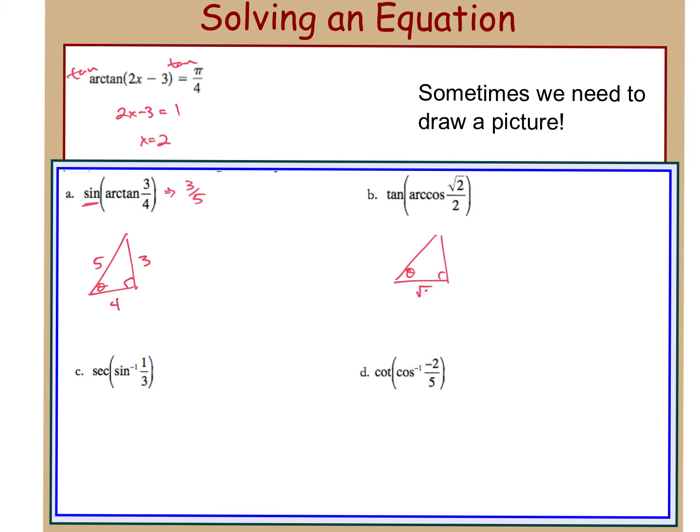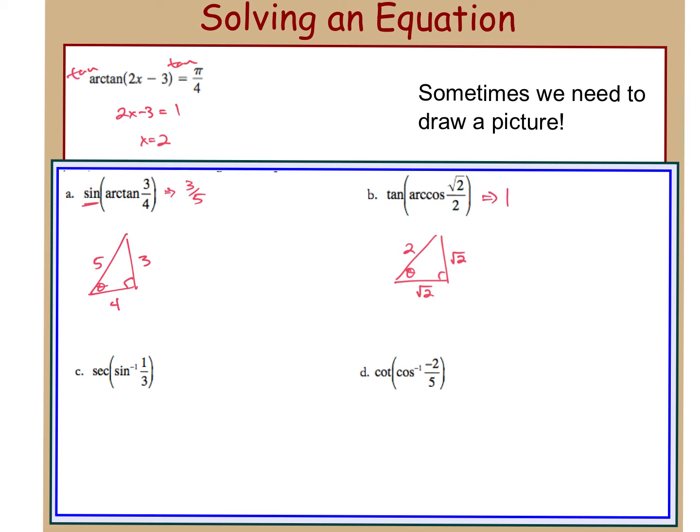Adjacent. So now I have square root 2 there, and my hypotenuse is 2 right there. Well, what's my other side? Square root 2 as well. So now that I have my triangle, I evaluate with tangent. So what's the tangent of it? 1. Just 1. All right.